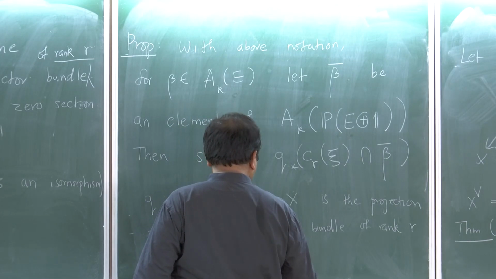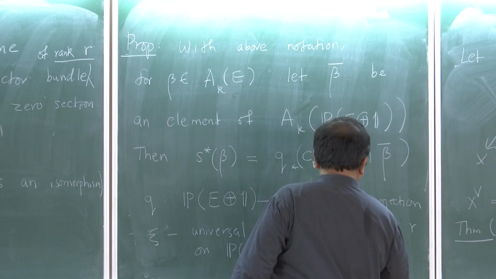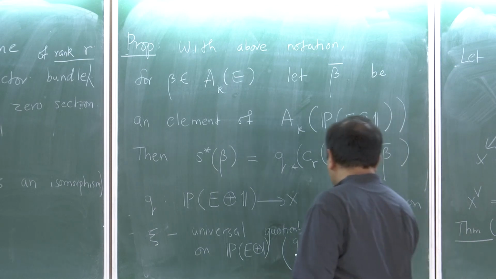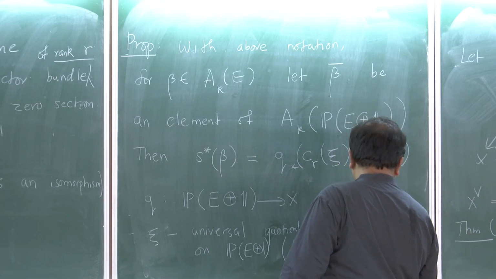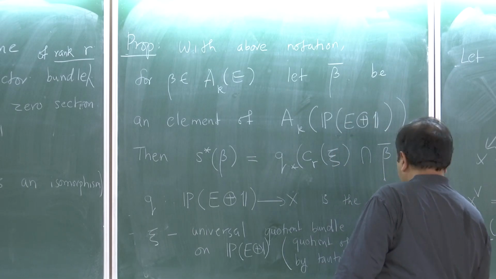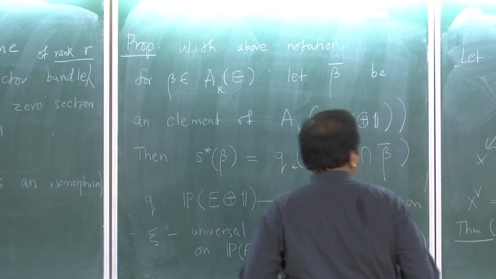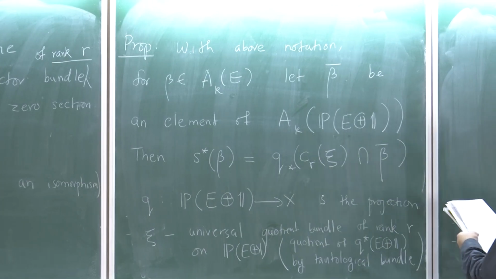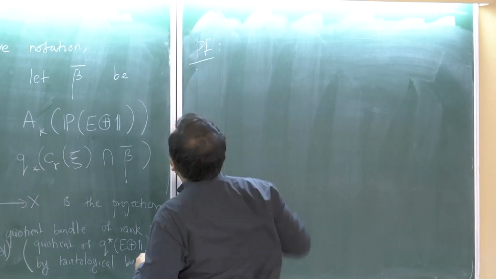So what this means is that this is the quotient of Q upper star of E plus 1 by the tautological bundle. Okay, so this is the formula that we want to prove. Let me just write some notation, and the proof is a bit of a tricky calculation, so I hope I get it right.